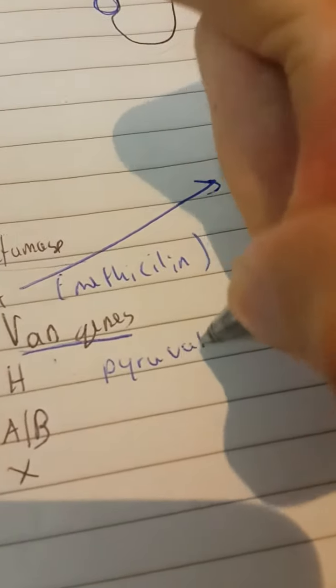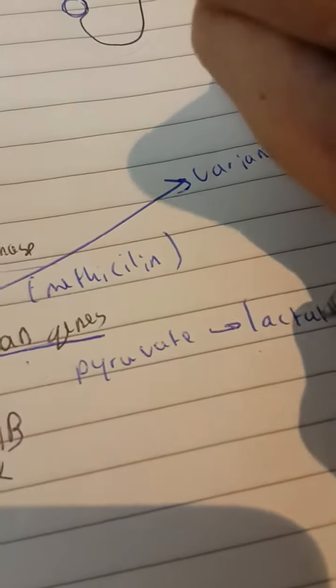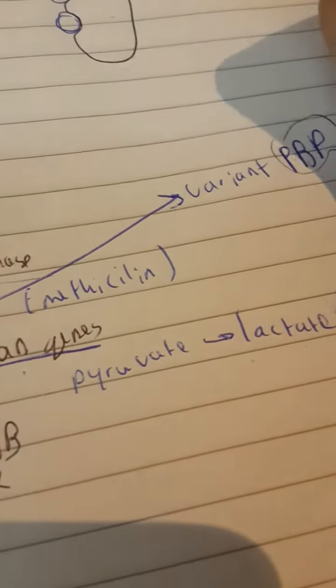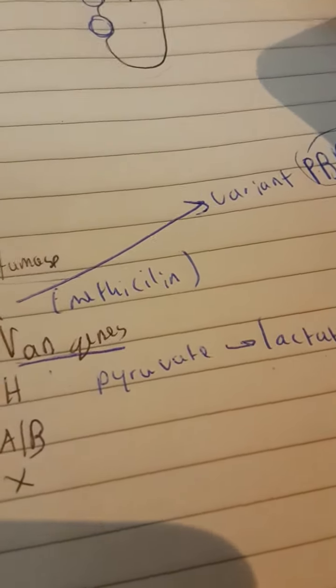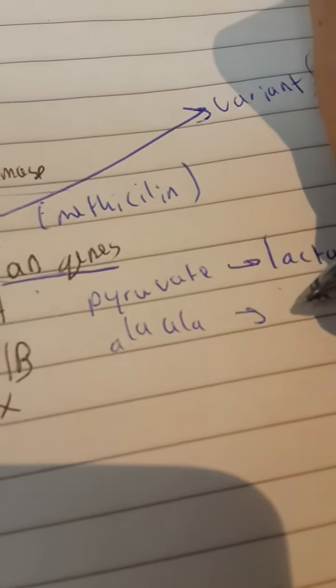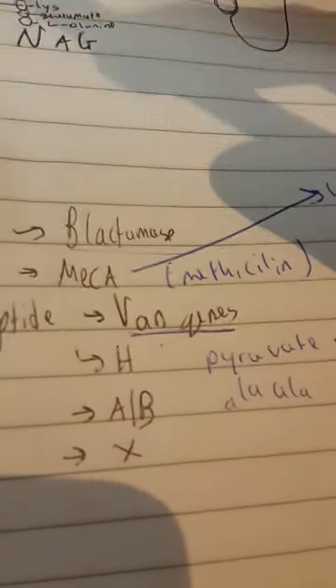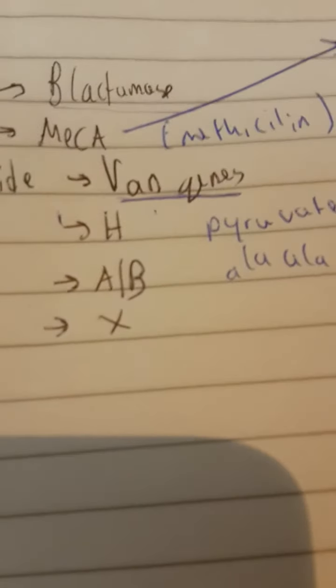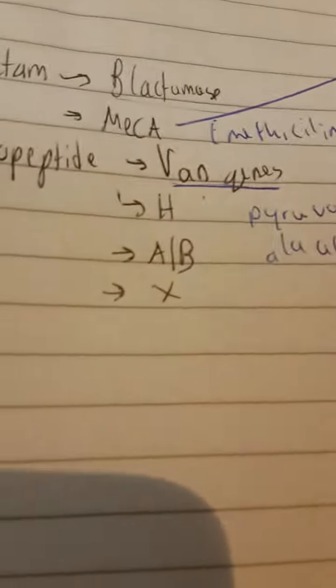VanH functions to convert pyruvate to lactate. So what is the function of this? Well, converting pyruvate to lactate creates an alternative ligase substrate. As for VanA or VanB, they function to synthesize D-alanyl-lactate instead of D-alanyl-alanine. And as I said before, glycopeptides work on the premise of binding to D-alanyl-alanine. Hence, formation of D-alanyl-lactate will prevent the glycopeptides from working on D-alanyl-alanine or the pentapeptide chain.